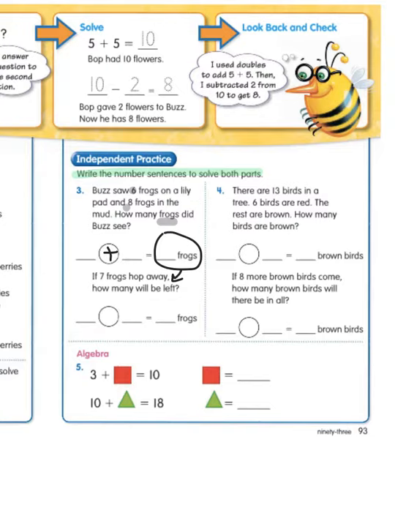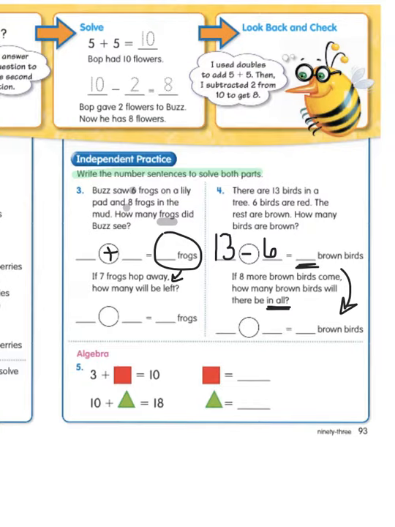Number 4, there are 13 birds in a tree. 6 birds are red, the rest are brown. How many birds are brown? Well, we already know that 13 are in the tree, and we know that 6 are red. I want to know how many are brown, so I'm going to subtract. Use the answer here to solve down here, please. It says if 8 more birds come, how many brown birds will there be in all? There's your keyword. We're going to add or subtract.